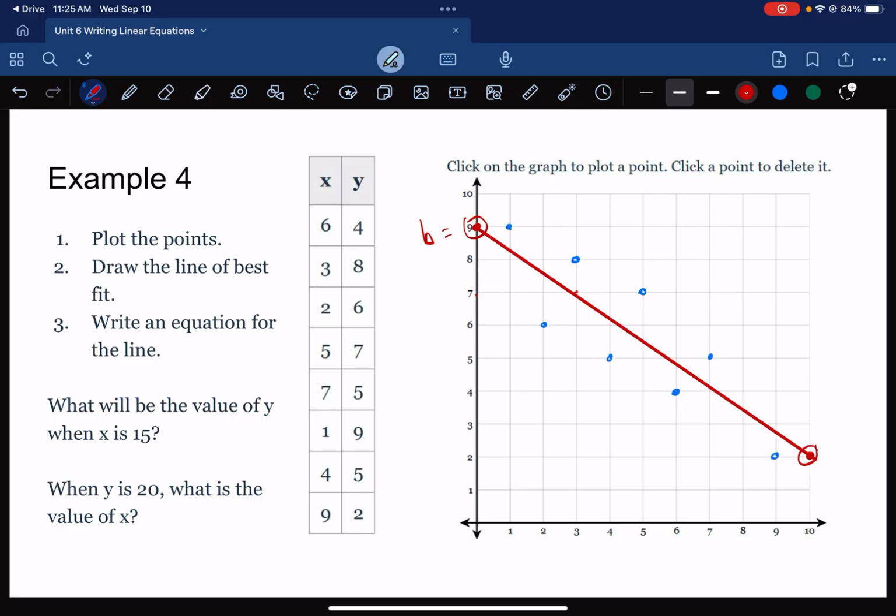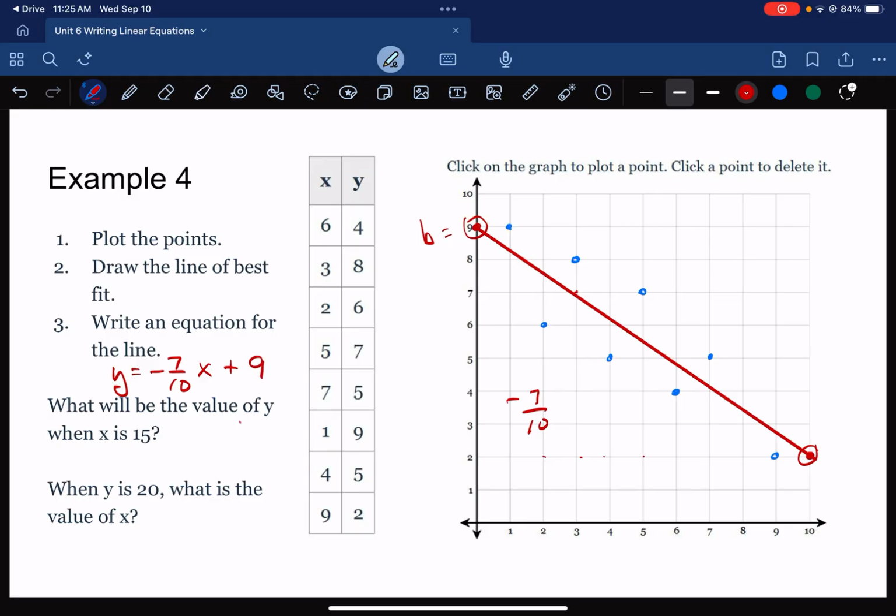It goes down 1, 2, 3, 4, 5, 6, 7 over 1, 2, 3, 4, 5, 6, 7, 8, 9, 10. So my slope is -7 over 10. So my equation is y equals -7/10 x plus 9.